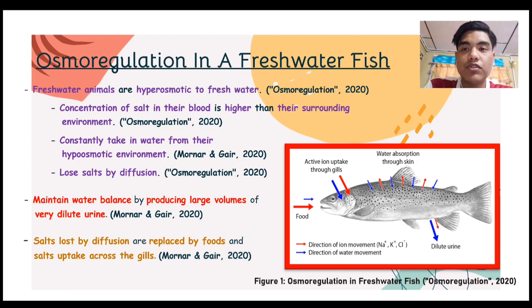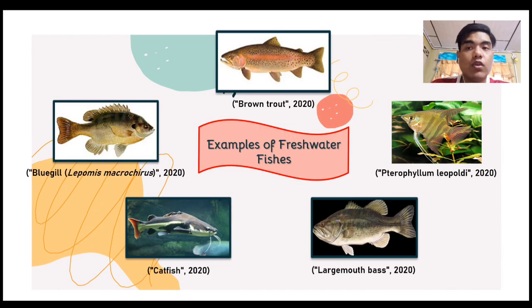Since freshwater animals lose salts from their body by diffusion, the salts that are lost need to be replaced. They are replaced first by the foods that they eat, and second by salt uptake across the gills by active transport. Here are some examples of freshwater fishes. As you can see in the slides, there are brown trout, bluegill, catfish, largemouth bass, and angelfish.